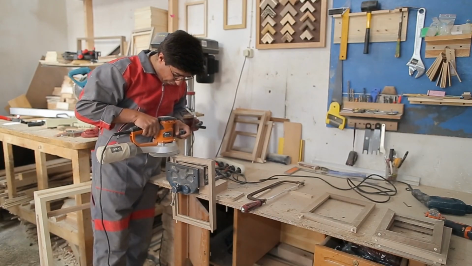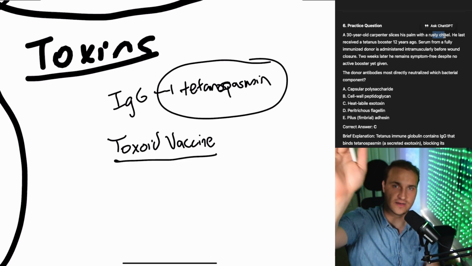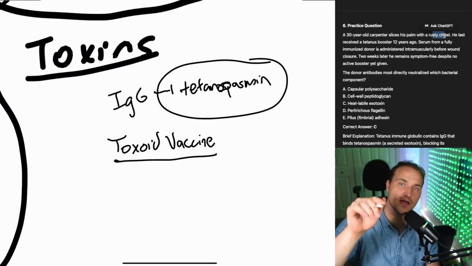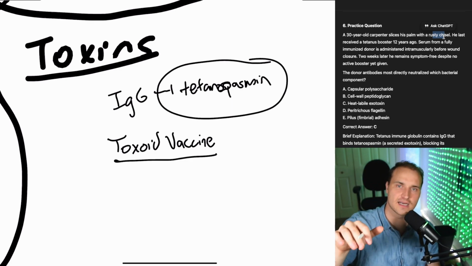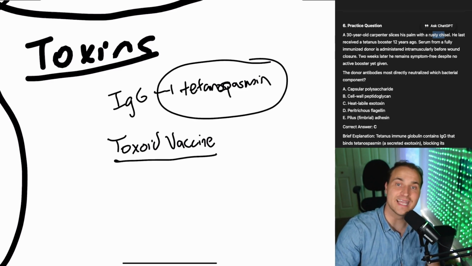So our carpenter is slicing his hand. His donor immune globulin is going to provide an instant toxin shield, so there's no need to wait for his own boosters to kick in. Basically, protection targets the exotoxin, not the cell wall capsules or the flagella. So if you see any word like tetanus vaccine, a passive antitoxin, or even spastic paralysis, you should think of the neutralizing antibodies against the exotoxin.